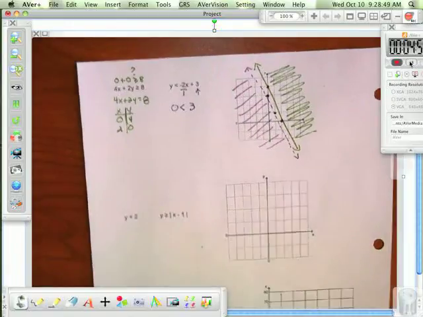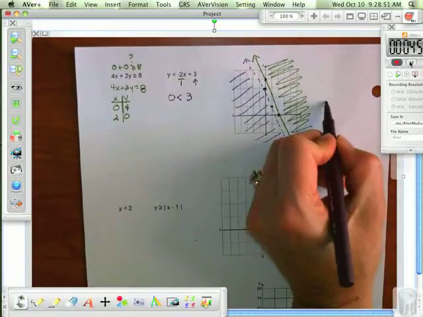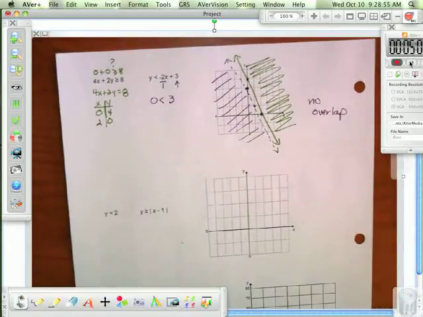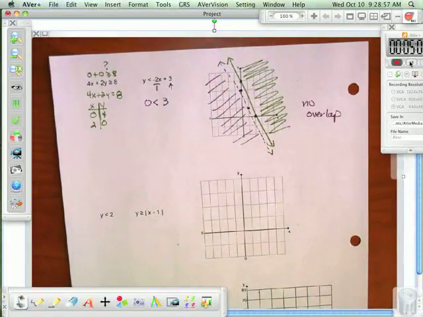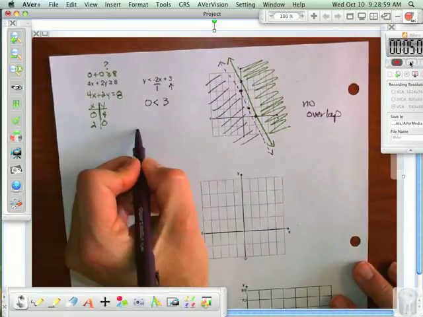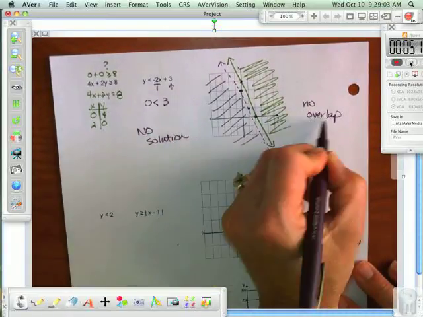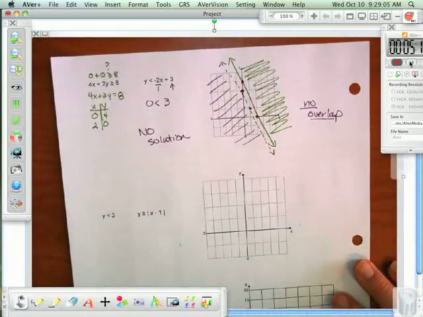Oh, there's no overlap. But what does that mean when there's no overlap? This you should write. No solution. Okay?